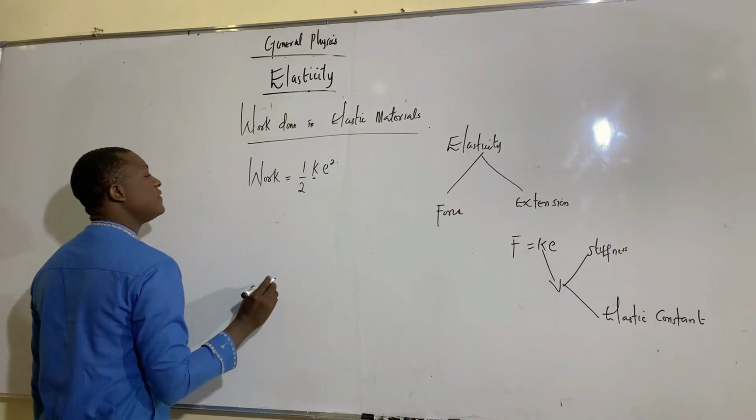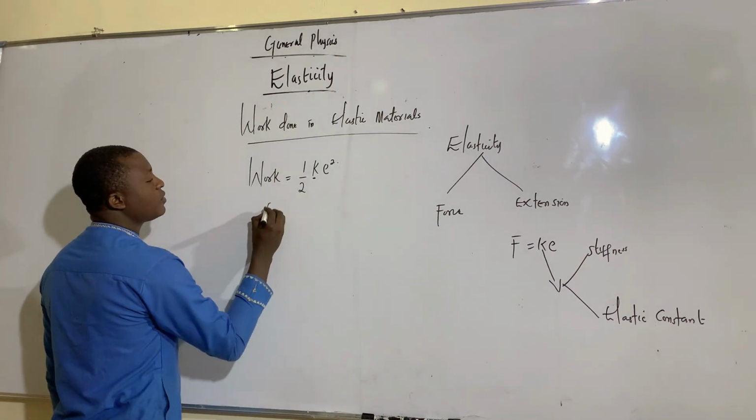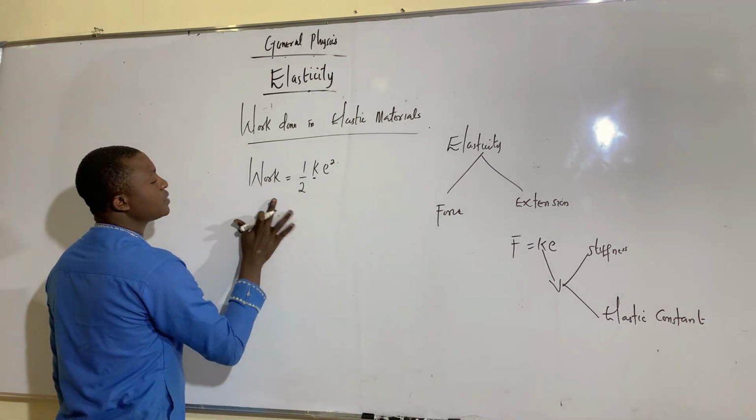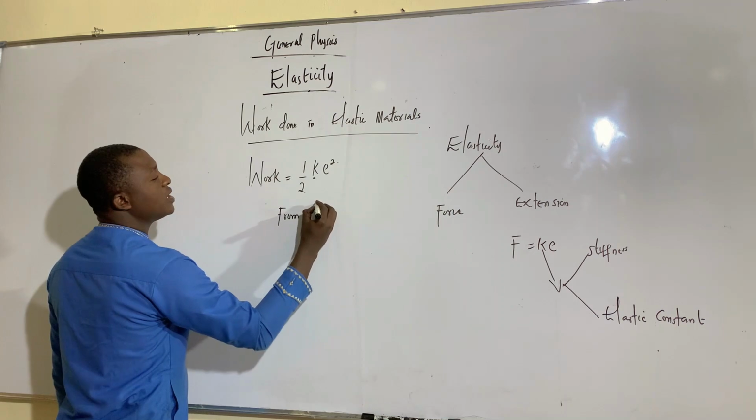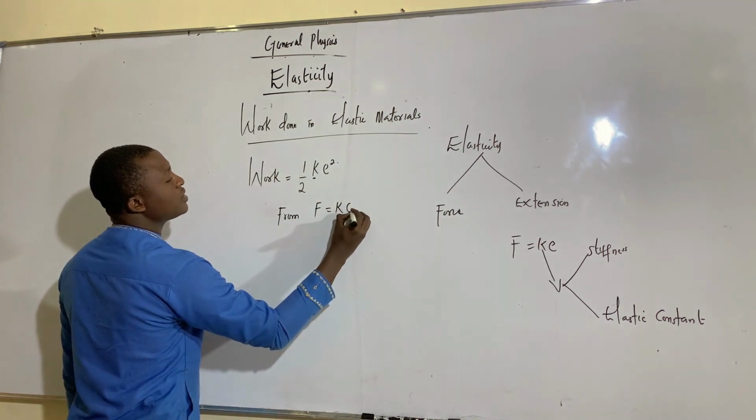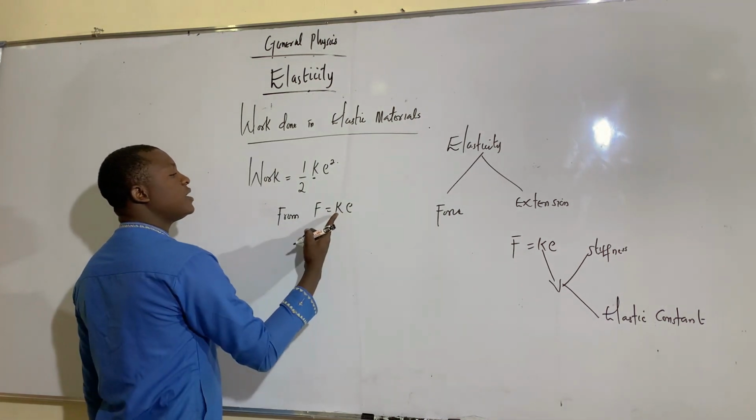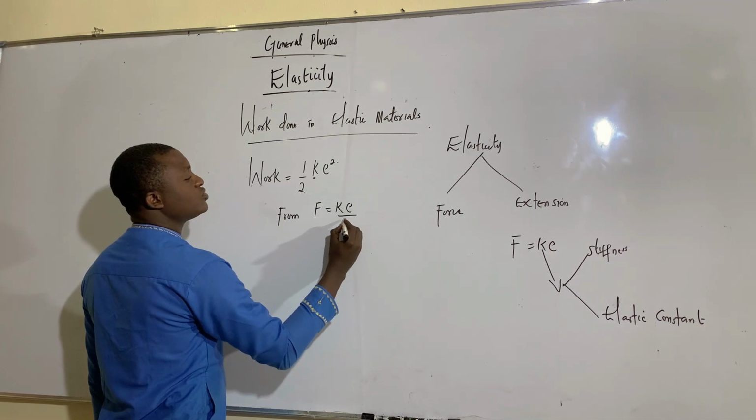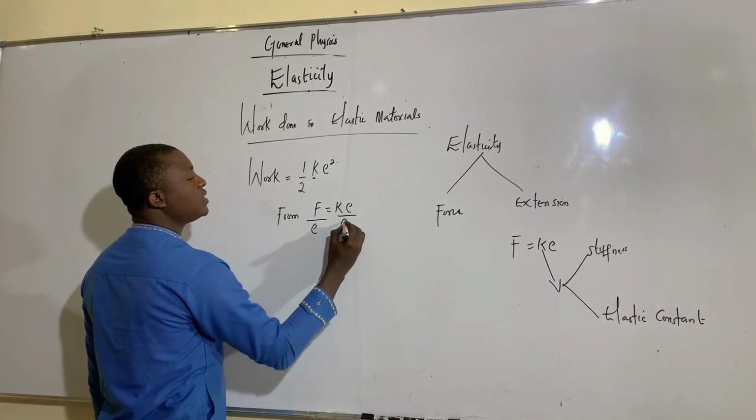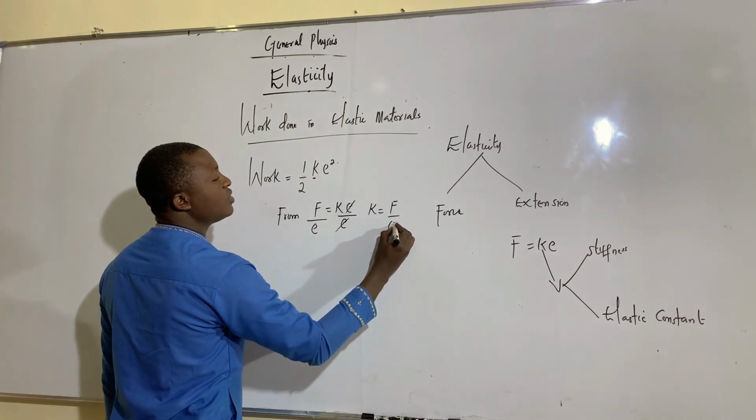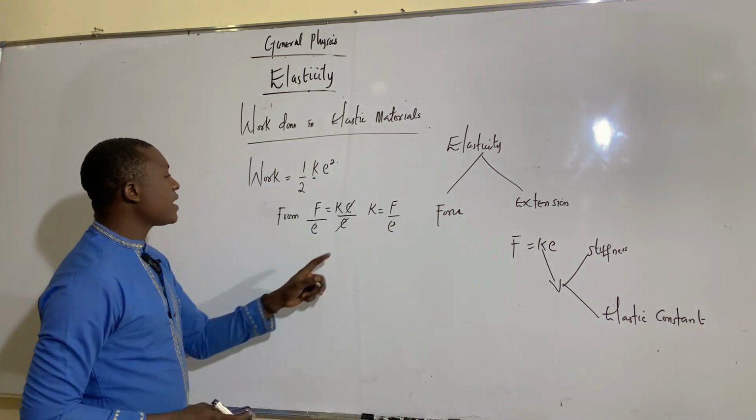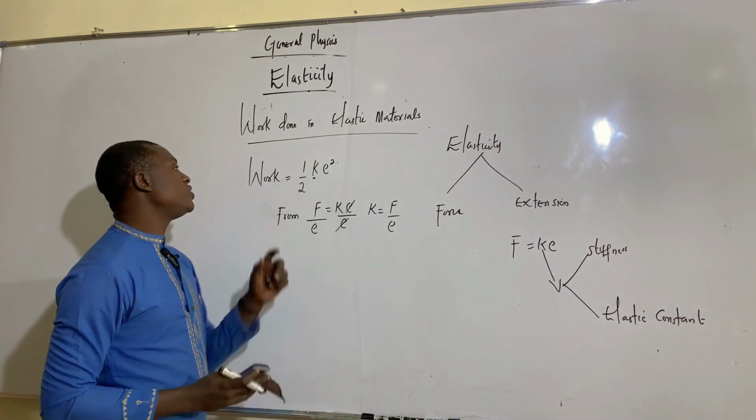We have another way of deriving that. From Hooke's law, we said F is equal to K E. So if I make K the subject, divide through by E, divide through by E, this cancels and we have K equal to F over E. Now I can substitute the value of K into these equations.